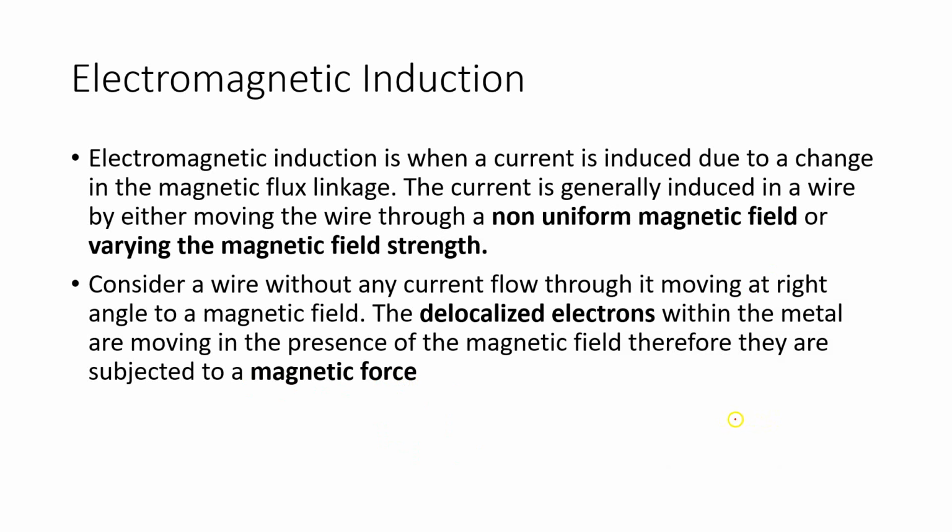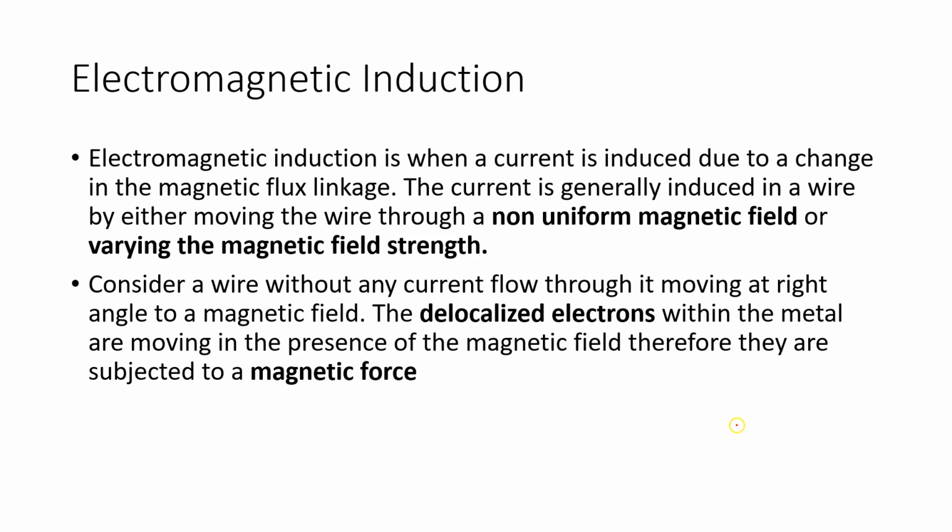Now, to start off, we're going to define electromagnetic induction. It says that electromagnetic induction is when a current is induced due to a change in the magnetic flux linkage, right? The current is generally induced in the wire by moving the wire through a uniform magnetic field or by varying the magnetic field strength. So there are two ways in which we can allow current flow. One is by moving the wire through a magnetic field or by varying the magnetic field.